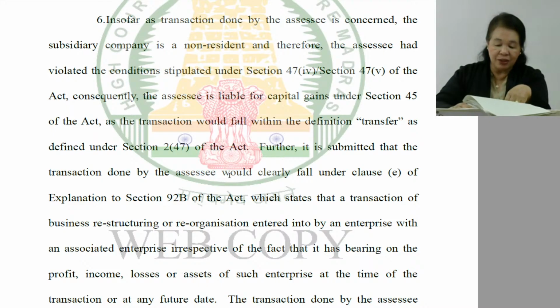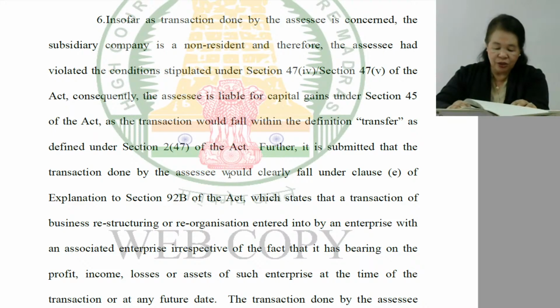Kaya ano sabi ng tax authority? Hindi siya qualified sa Section 47.4, no? Or Section 47.5 of the Act. Consequently, the assessee is liable for capital gains since hindi siya violated siya yung conditions ng Section 47.4 and Section 47.5 na ang sabi diyan dapat Indian company. Eh, anong nangyari sa kanila? Non-resident yung pinaglipatan nila ng shares. No? So, it's liable for capital gains under Section 45 of the Act as the transaction would fall within the definition transfer. So, transfer, hindi gift.